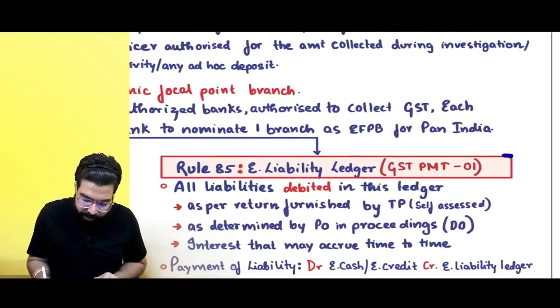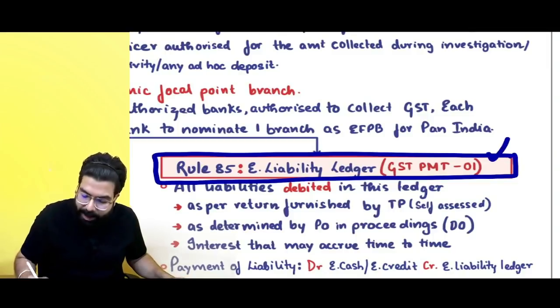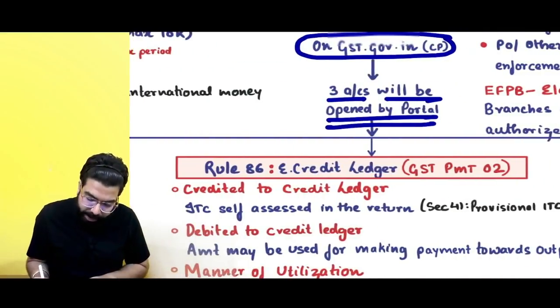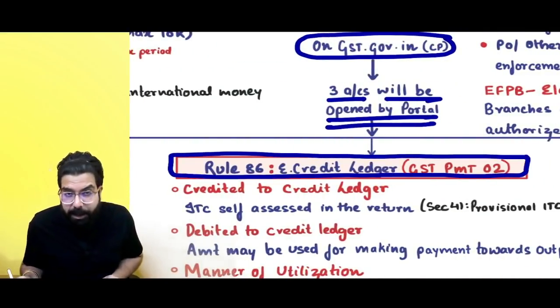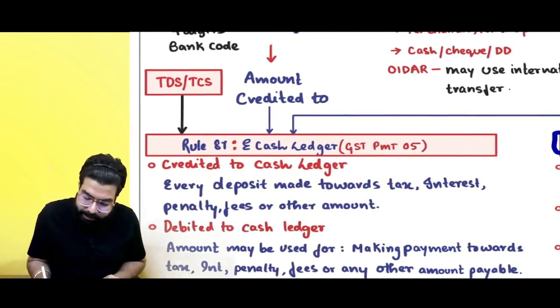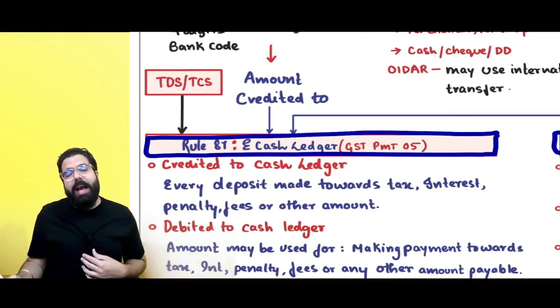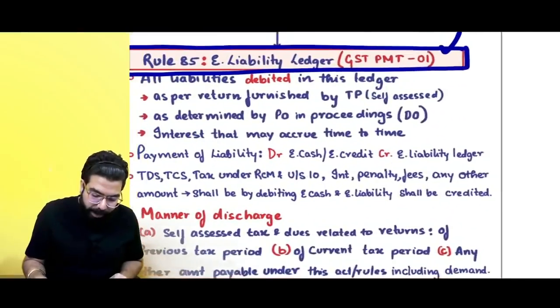Number one is known as the e-liability ledger. As per rule number 85, the e-liability ledger is maintained. For the e-liability ledger, GST PMT-01 is the format. Then we have the e-credit ledger. The e-credit ledger is maintained in GST PMT-02. Rule number 86 talks about the e-credit ledger, and rule number 87 talks about the e-cash ledger, and the format is GST PMT-05.